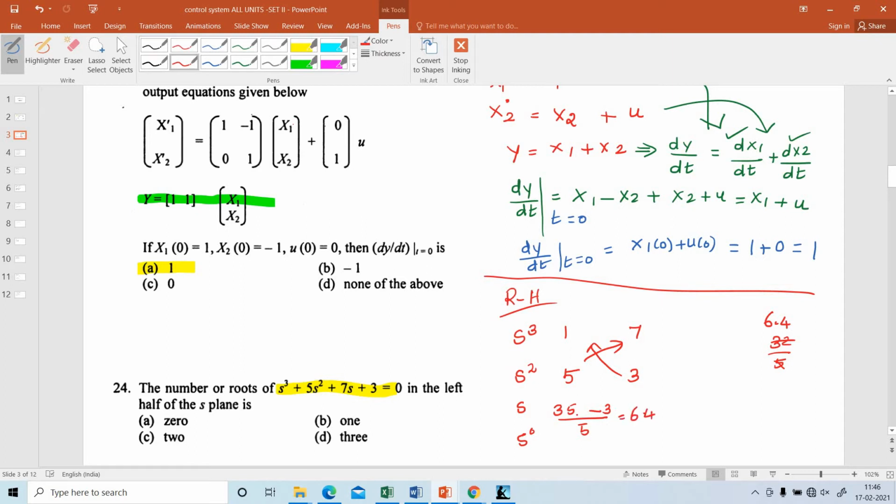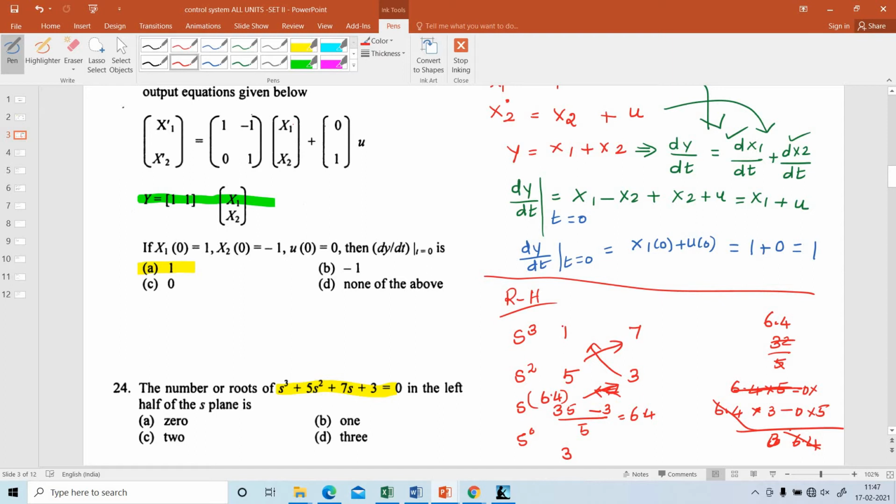So 6.4. And now 6.4 is multiplied with 5 minus 0, and I have to put the value here. So this is the answer, 6.4. Now 6.4 is multiplied with 3, minus 0 into 5, the whole divided by 6.4. So the answer is 3.